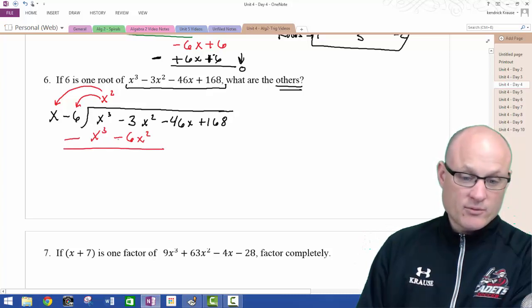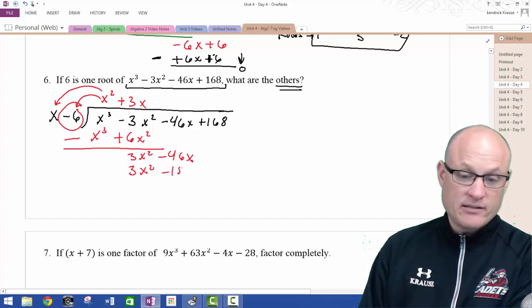We're going to subtract, which turns this into a plus. Makes this 3x squared. Minus 46x. X times 3x, so positive 3x, is 3x squared. And negative 6 times positive 3x is negative 18x.